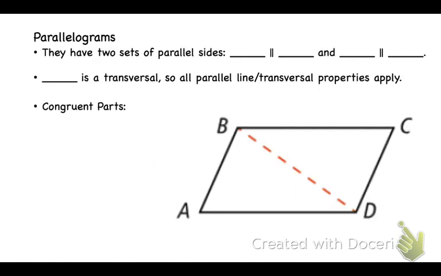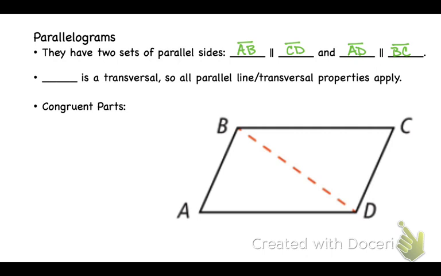So a parallelogram has two sets of parallel sides. Noah, if I say AB is parallel to what? CD. Can you guys see the green okay? Yeah. Kale, AD is parallel to what? BC. So their opposite sides are parallel.